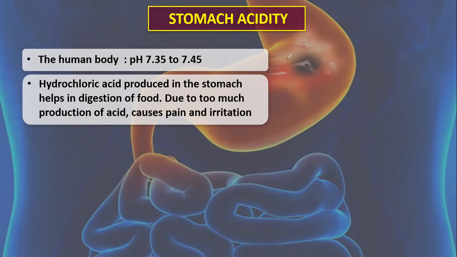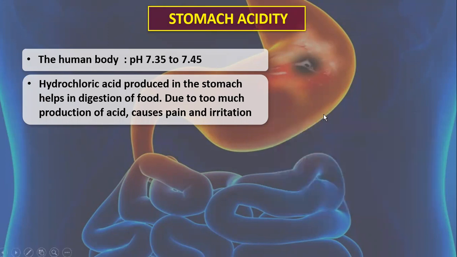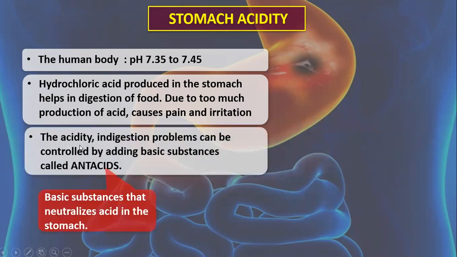To prevent this pain and irritation, we need a base. The acid present in our body gets neutralized by using bases. So indigestion problems caused by acidity can be controlled by adding basic substances called antacids. Acids are present in the stomach, and to neutralize the acid, we need antacids. The basic substances that neutralize the acid in the stomach are known as antacids.